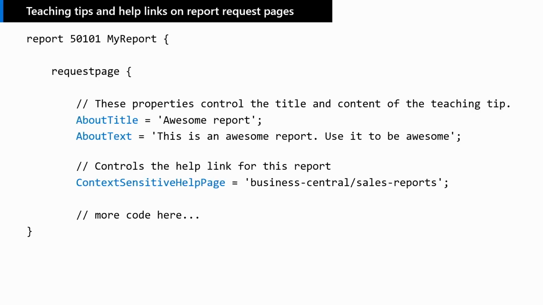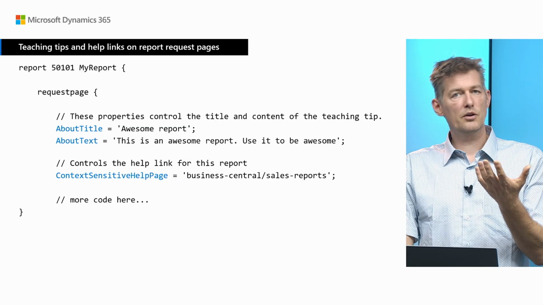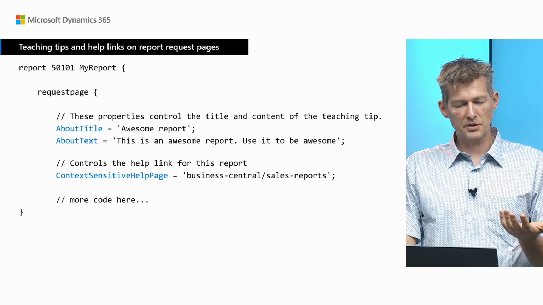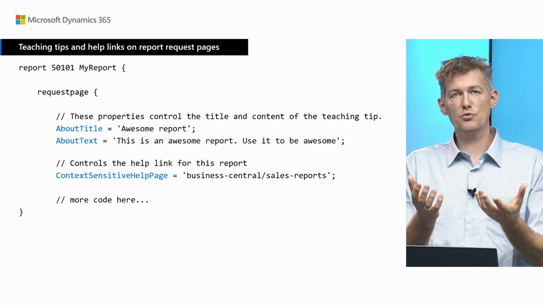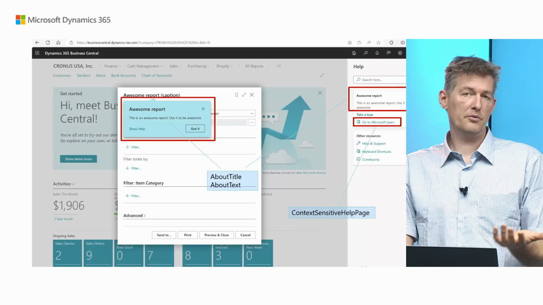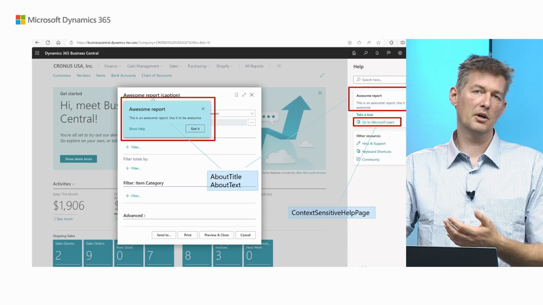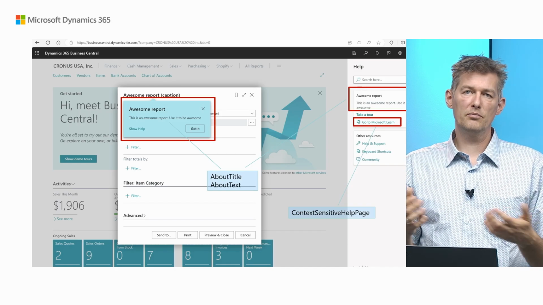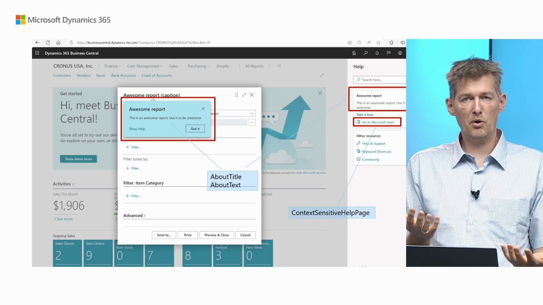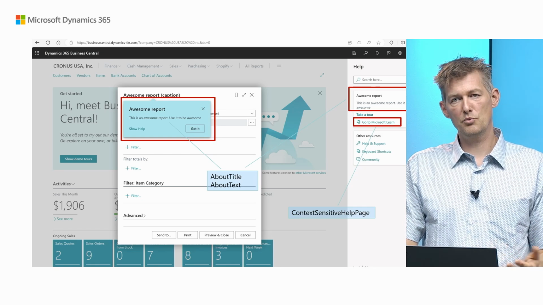on pages. So in code, it's the same thing. On the request page for a report, you add about title, about text, and context-sensitive help page, just like you would do on a page. And look, it just works. Teaching tip directly on the request page. If you click Show Help, you would get the same information in the help pane. And the context-sensitive help page will now, if you set it, show up in help, and you would just provide the normal guided experience for your reports and your queries as you would on pages.